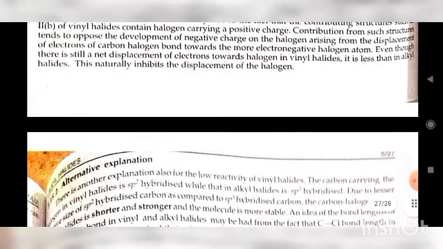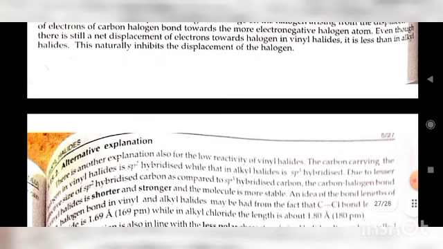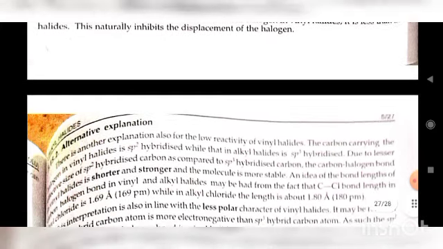This is obviously due to the fact that contributing structures such as structure 2 tend to oppose the development of negative charge on the halogen arising from the displacement of electrons of the carbon-halogen bond towards the more electronegative halogen atom. Even though there is still a net displacement of electrons towards the halogen in vinyl halides, it is less than in alkyl halides. This naturally inhibits the displacement of the halogen.